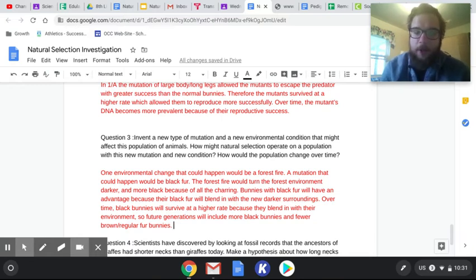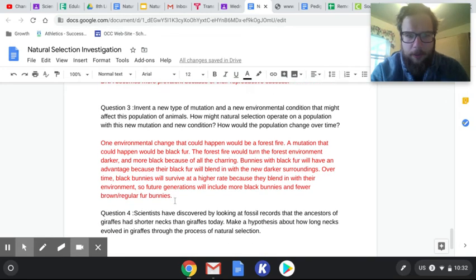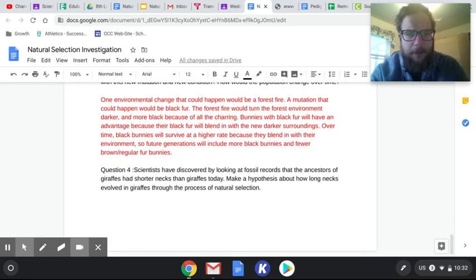So again, think of environmental change. Think of what could happen to the bunnies in terms of mutations. You don't have to stick with fur color. That's just what came to my mind right away. But anyway, I'll be curious to see what you guys come up with. All right, question 4, last one here, and then we will be all set with this lab.